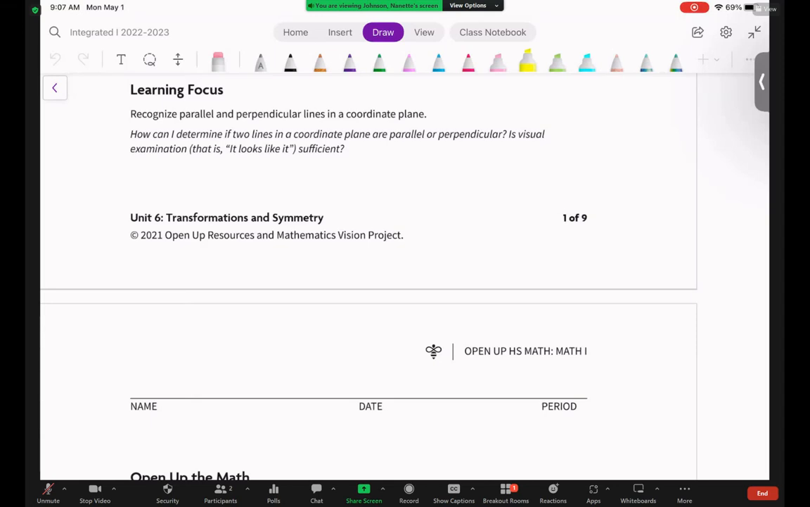All right, so today we're going to go over 6.2, and the goal is to recognize parallel and perpendicular lines in a coordinate plane. And then you'll be able to answer the question, how can I determine if two lines in a coordinate plane are parallel or perpendicular? Is visual examination, that is, it looks like it, sufficient?